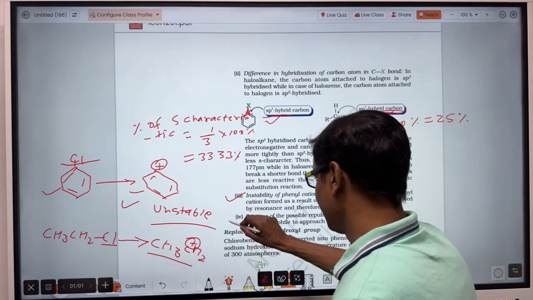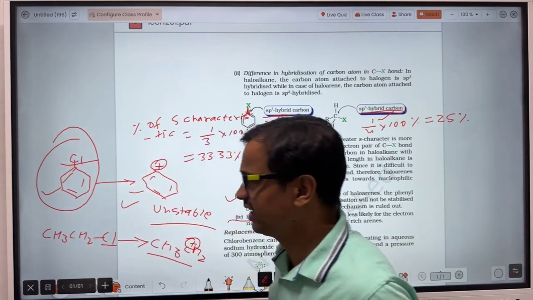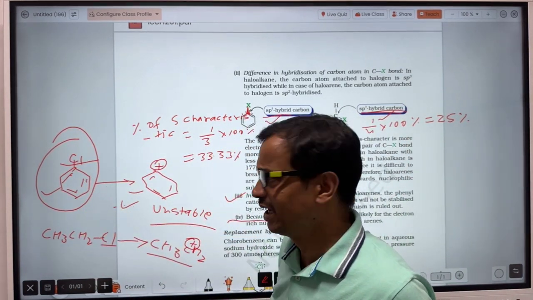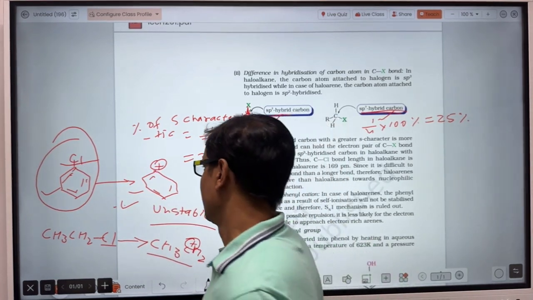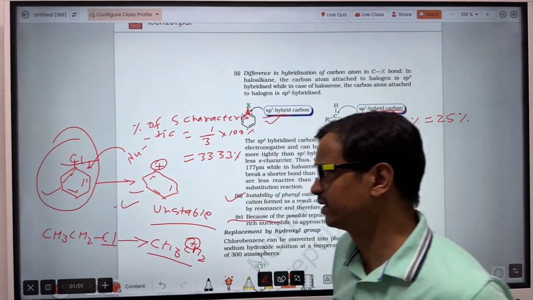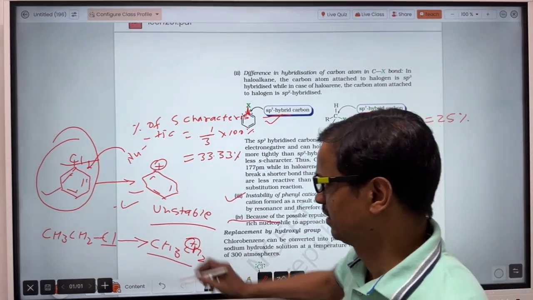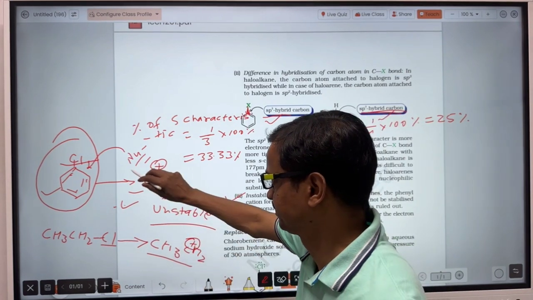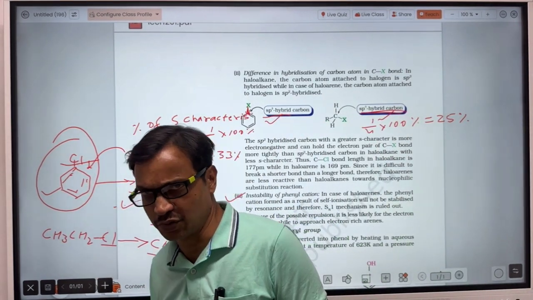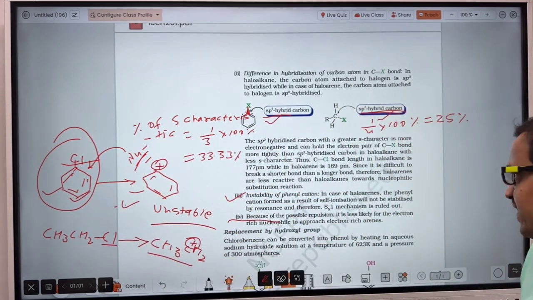Second point here, what happened? The haloarene is an electron rich species, because here is a pi bond, here a pi bond, here a pi bond. So haloarene is an electron rich species, and the nucleophile which will approach towards haloarene is also negatively charged. So the nucleophile will experience a repulsive force from the molecule of haloarene, and hence the reaction will be difficult.